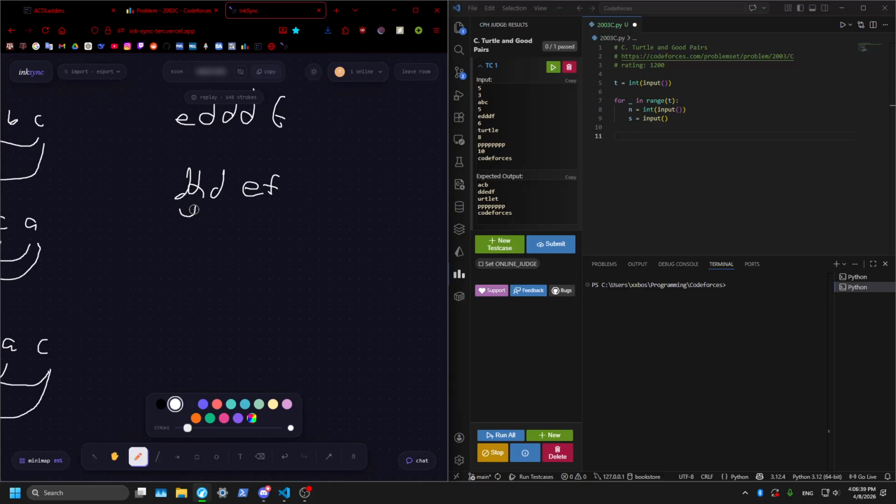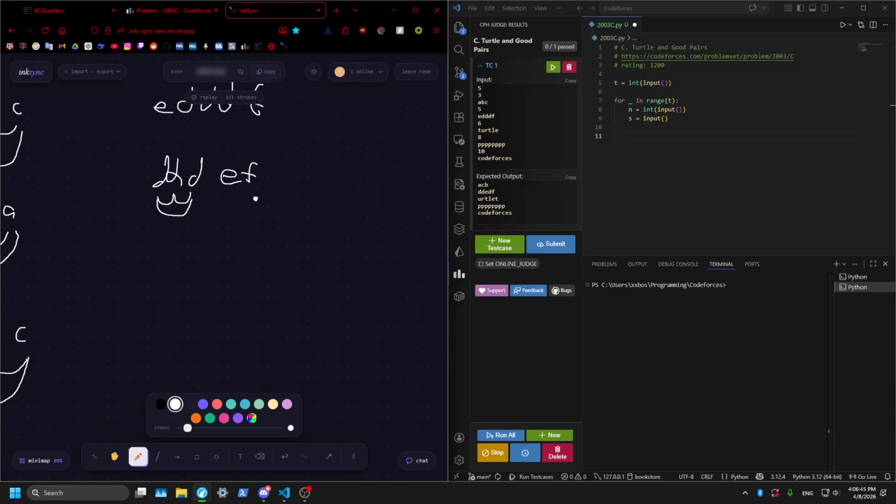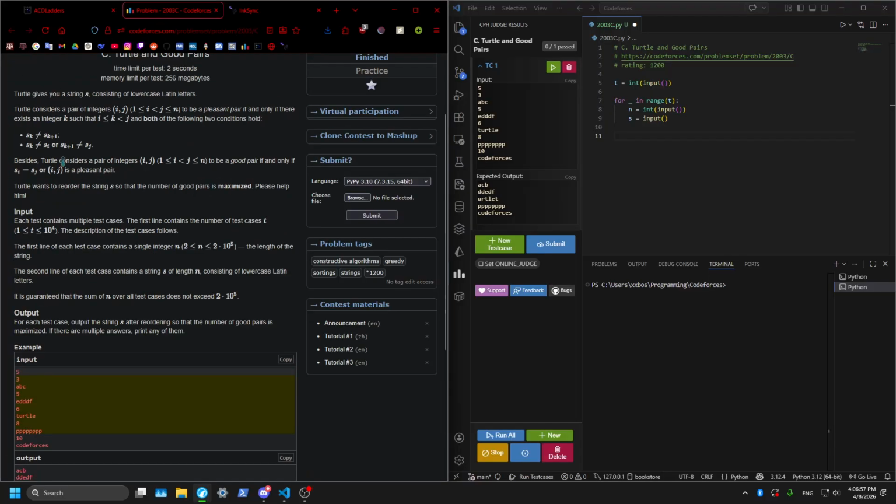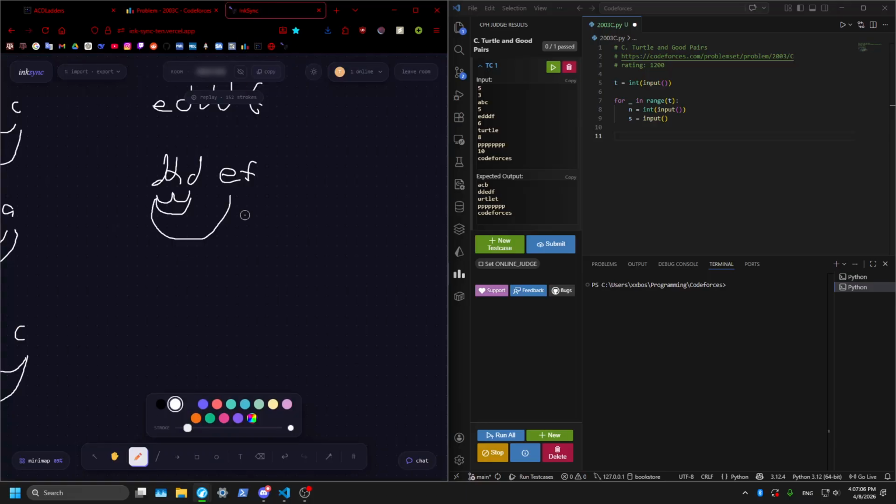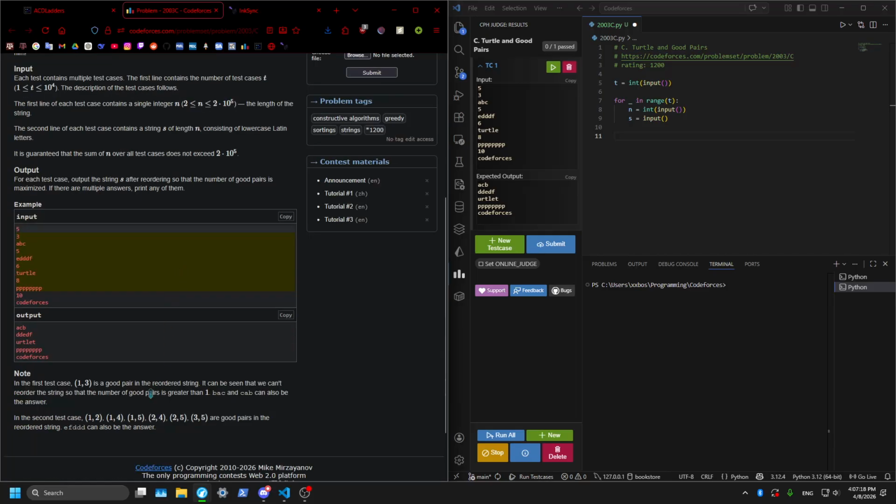Now, this is a pleasant pair. This is a pleasant pair. This is a pleasant pair. We got 3 out the bat. And then this is not a pleasant pair because of this. Or this, right? This is a pleasant pair, however, which means this is a pleasant pair as well. And this is a pleasant pair. So we have 6. 1, 2, 3, 4, 5, 6. Yes.